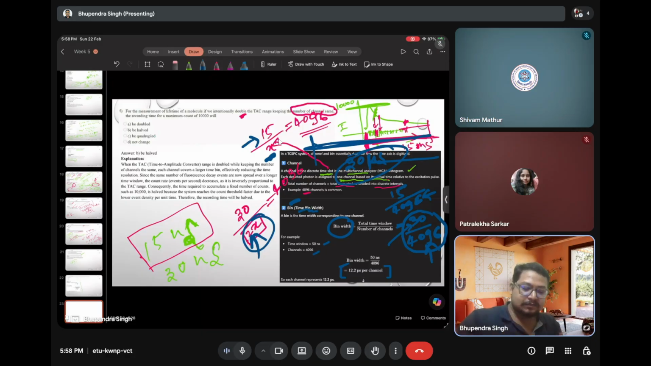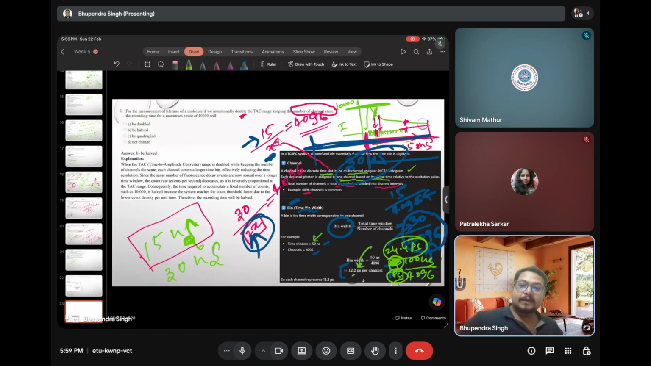So considering that example, let's say I am increasing the time window to 100, 200. What will happen? See, 100 nanosecond divided by the same number of channels. So simply it will be double of this, 24.4 picosecond. So per channel, the time bin is 24.4 picosecond, double of this.